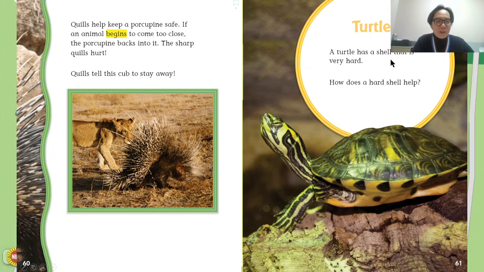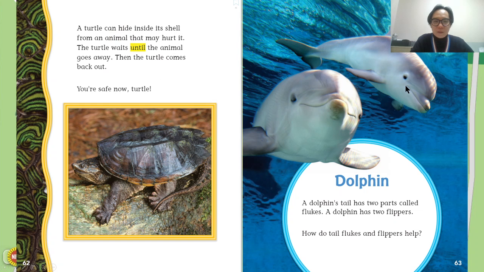A turtle has a shell that is very hard. How does a hard shell help? A turtle can hide inside its shell from an animal that may hurt it. The turtle waits until the animal goes away. Then the turtle comes back out. You're safe now, turtle.